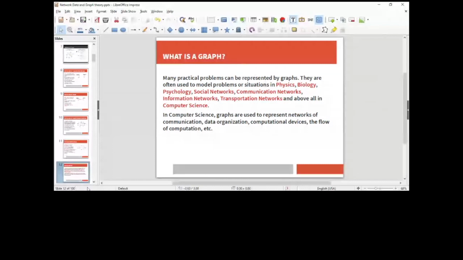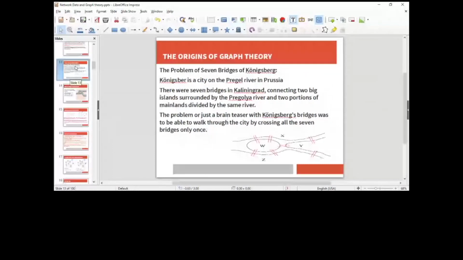Where is the origin of graph theory? Now, this is a very interesting thing. We have what we call the problem of the 7 bridges of Königsberg. It's a city on the Pregel River in Prussia, in the old Russian republics or USSR. There were 7 bridges in Kaliningrad connecting 2 big islands surrounded by the Pregel River, and the 2 portions of mainland divided by the same river.